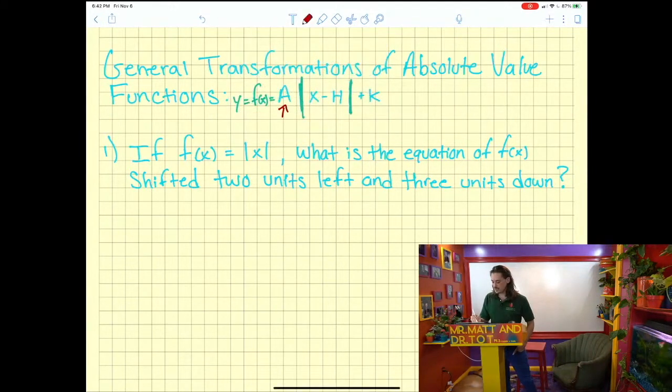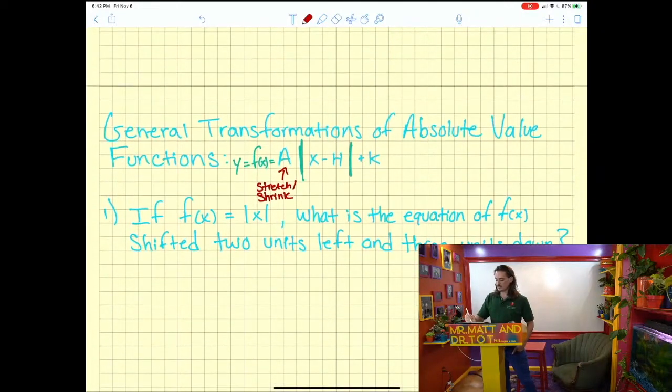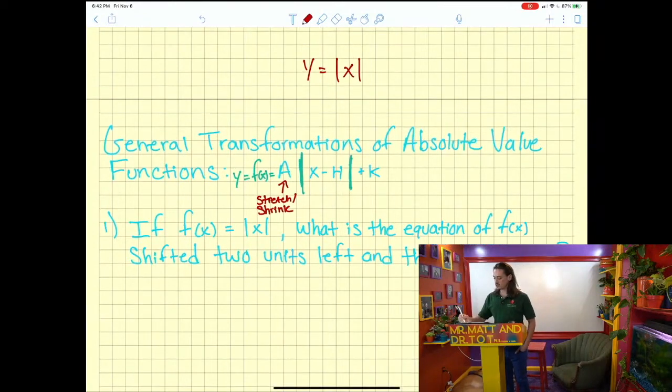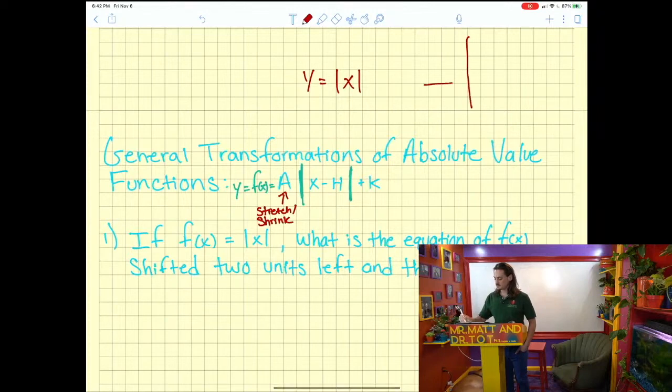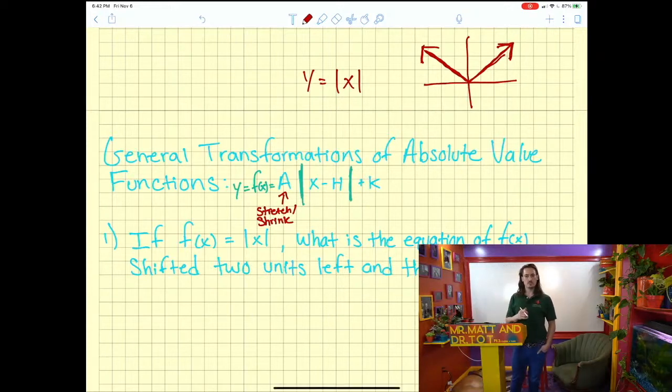But this a value is a stretch or a shrink factor. Actually, let me go ahead and show you what this function looks like. The absolute value function is a pretty common piecewise function, and it just looks like a V. It's exactly symmetrical with respect to the y-axis, and it looks like a straight V, whereas parabolas are kind of U-shaped. They have a curve at the bottom. This meets at a point exactly at the origin.